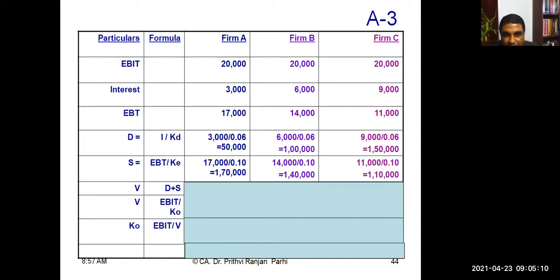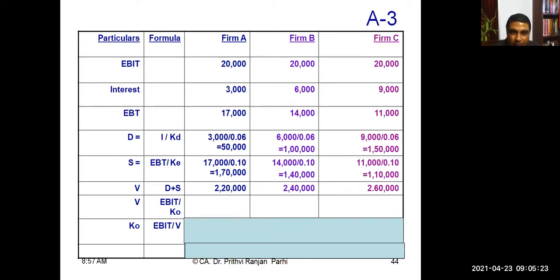So can you arrive at the value of the firm? How much is the value of the firm? You have to just add D plus S. You can get 2,20,000, 2,40,000, and 2,60,000.